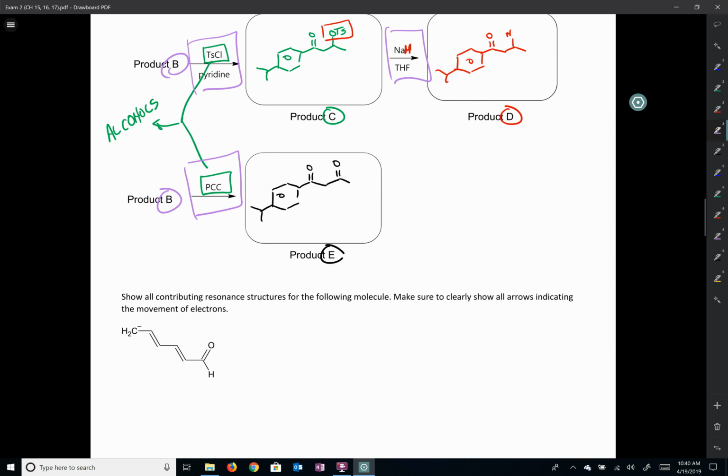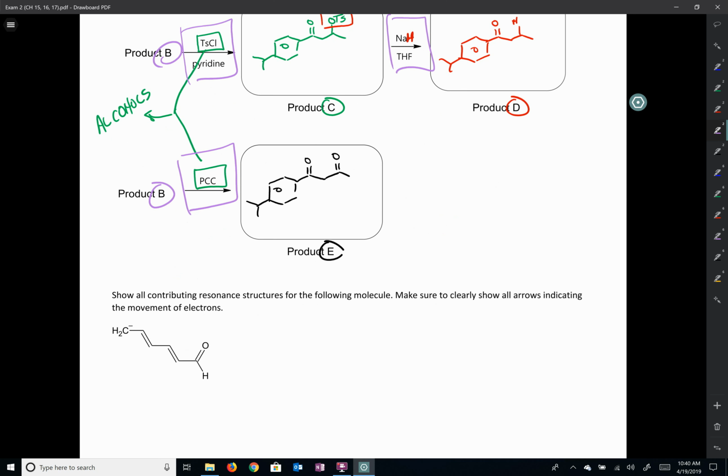One of the most important questions for all of organic chemistry, being able to draw some resonance structures. We've got this aldehyde with some double bonds along the way, and we've got a negative carbon here at the end. So let's draw some resonance structures. We'll push our double bonds here. Let's see, we've got 1, 2, 3, 4, 5, 6. That's our first resonance structure there.